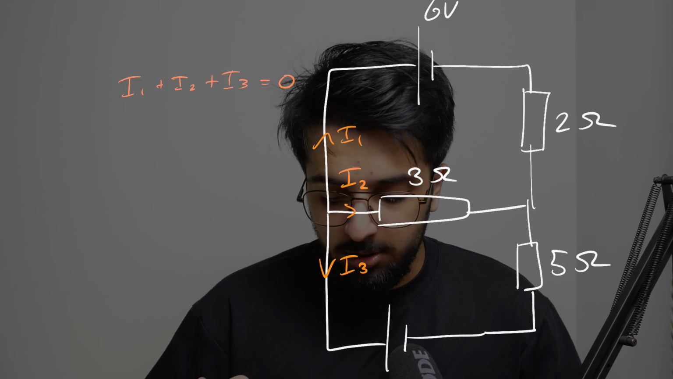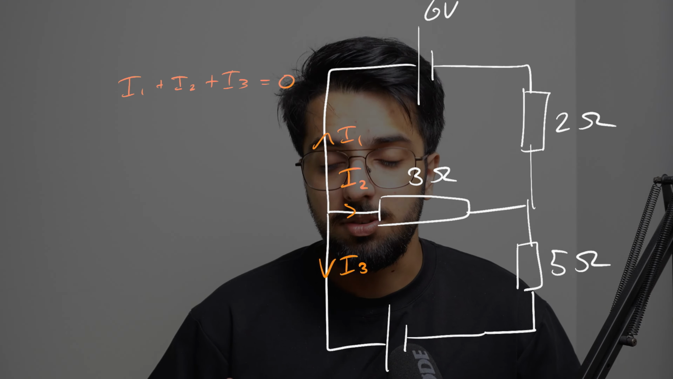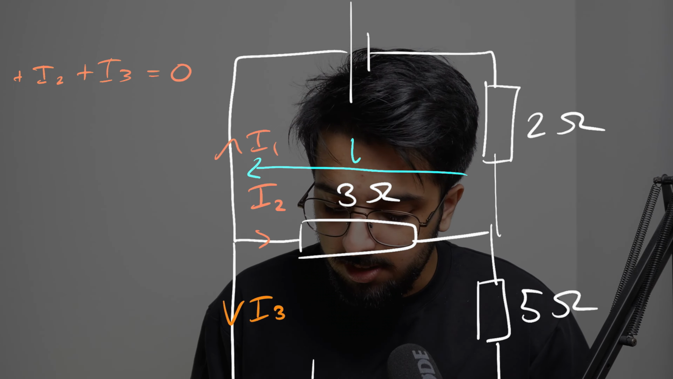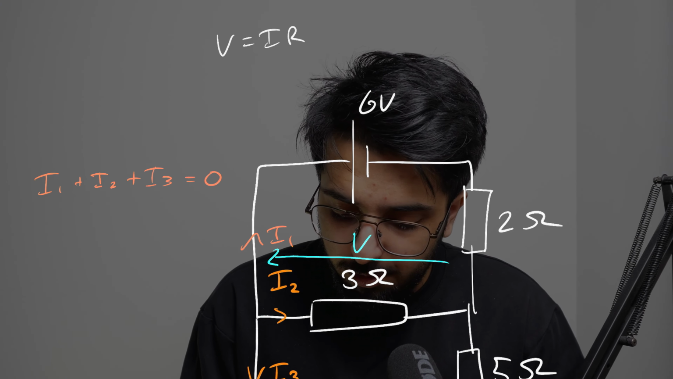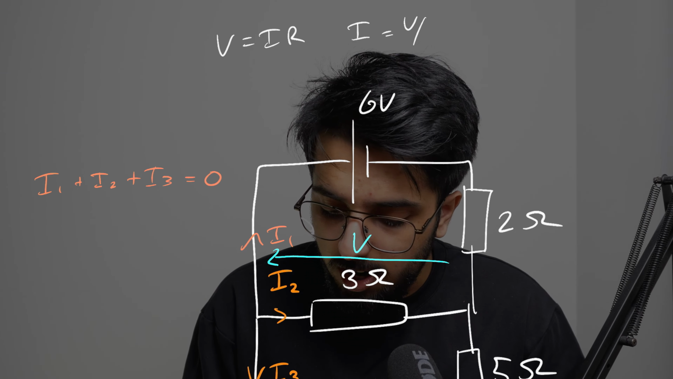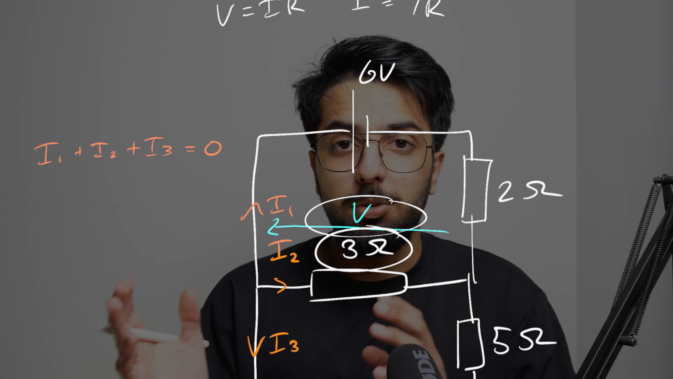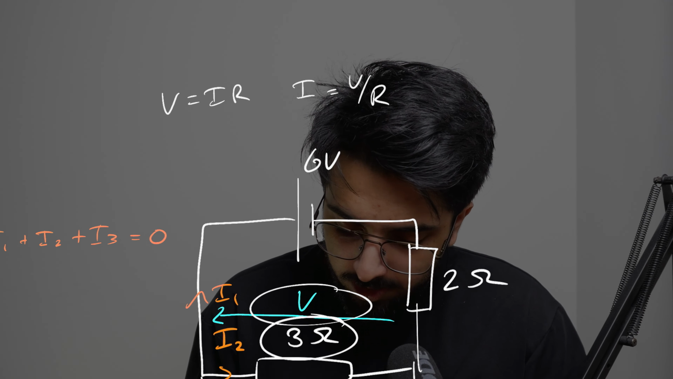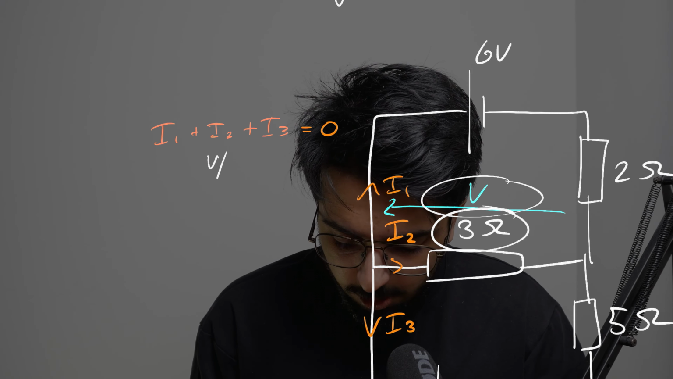Remember, Kirchhoff's current law states that the sum of all currents leaving a node equals 0. Now, if we define the voltage across here as V, because we know that V is equal to IR, and therefore I is equal to V all over R, and our resistor is 3 ohms, we can say that I2 is equal to V all over 3. And so we can write that in, V all over 3.